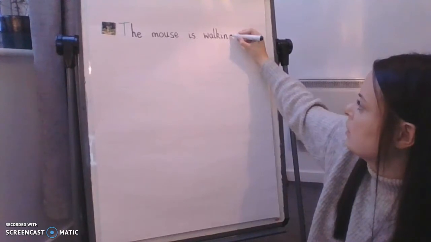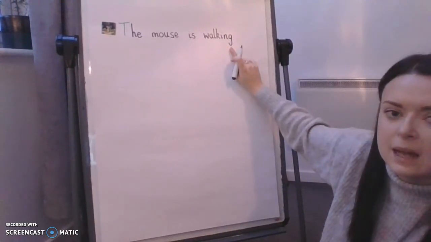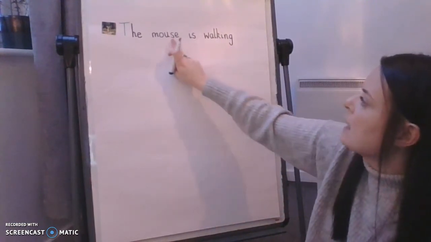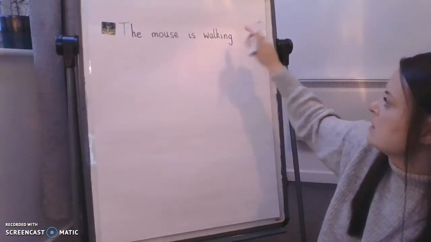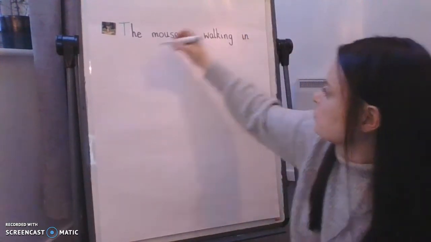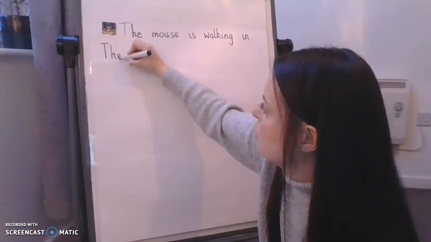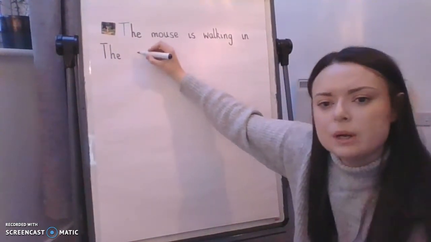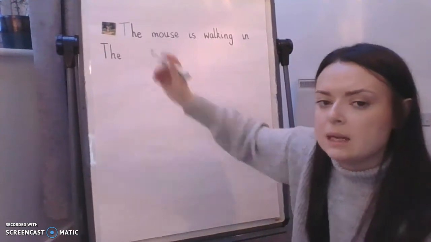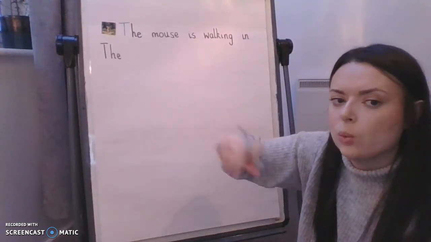So when I'm doing my g, make sure it's hanging off the line, okay? So the mouse is walking, finger space, in the woods. Okay, how would I spell woods? What can we hear? Can I break that down? W, u, d, s, woods.